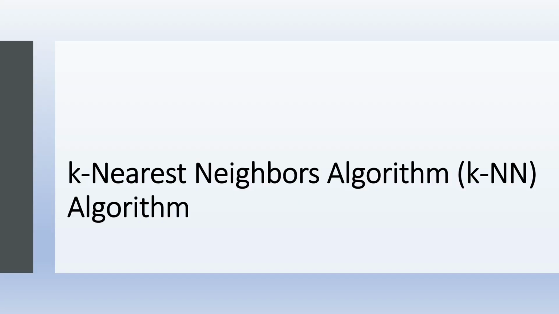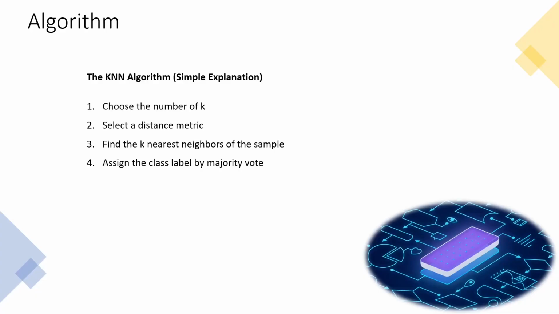Alright, let's see how the algorithm works. It's a pretty simple algorithm. We choose the number of k initially, and then we select the distance metric. We will see some metrics, but just for now assume that we select the distance metric. We find the k nearest neighbors of the sample. We assign the class label by majority voting. 4 steps, pretty simple algorithm, but it works very efficiently and very nicely.